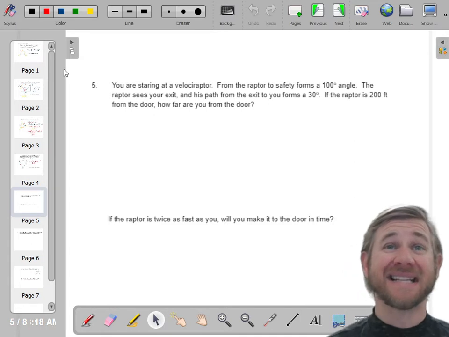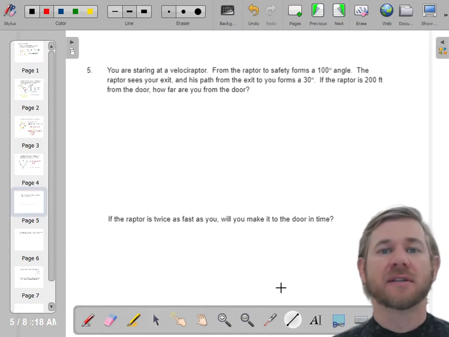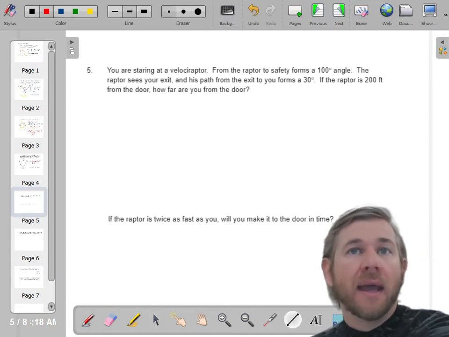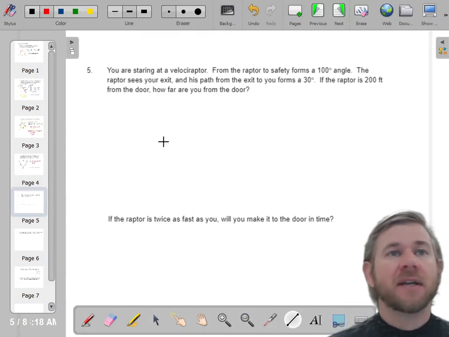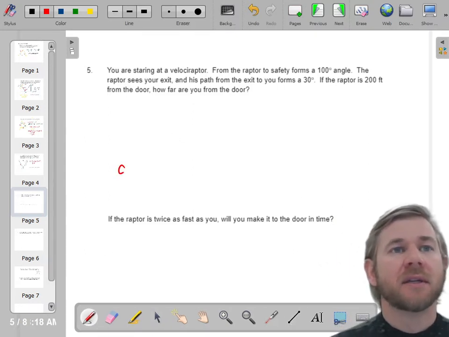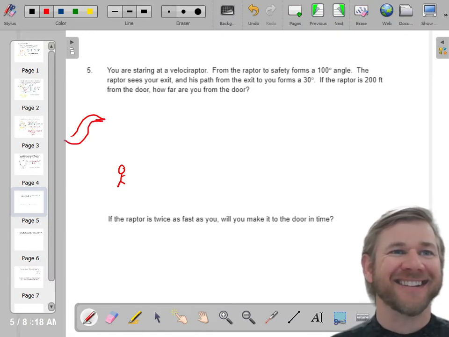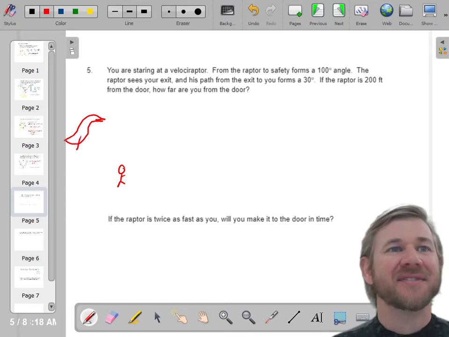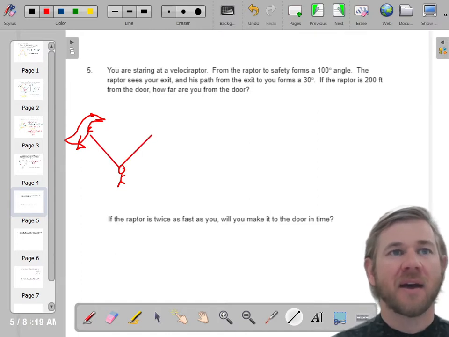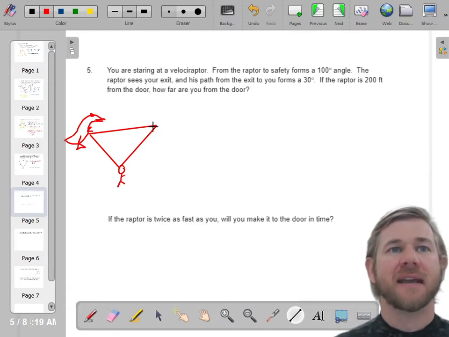Oh, you're staring at a velociraptor. Okay. So sounds like a little Jurassic Park action here. And we got a door or something here. So here's me. And I'm staring at a velociraptor. I'm not going to be able to draw a lot. There's his face. This is terrible. There, and then there's his feet. And here's a little arm. All right, that's my velociraptor. He's staring at me, and I'm looking at the door, and he's looking at the door as well. So this is my escape.